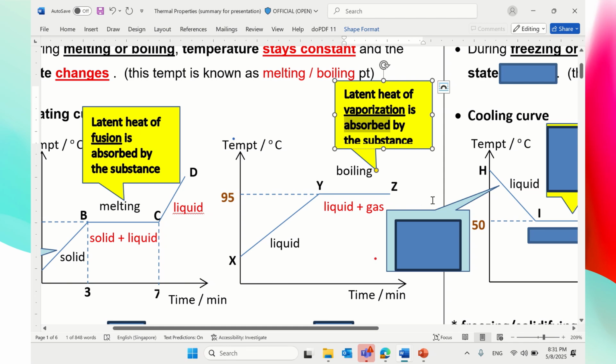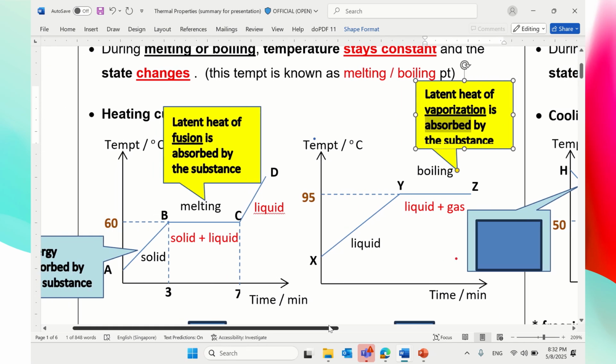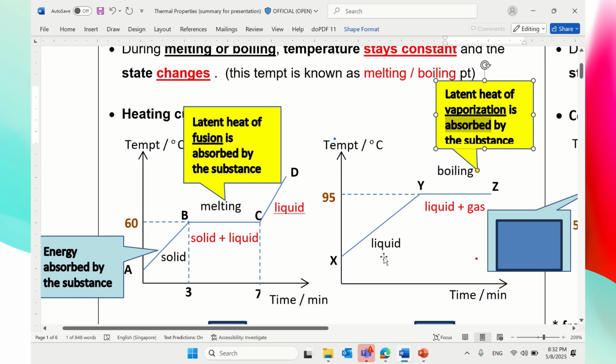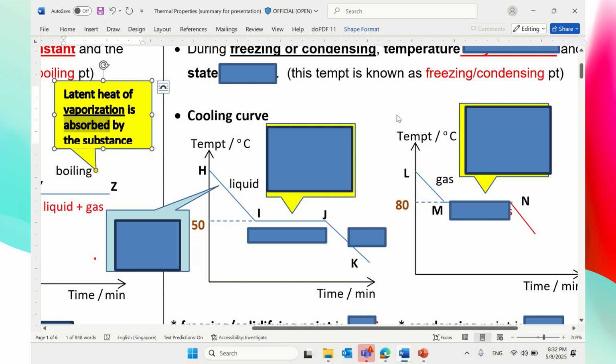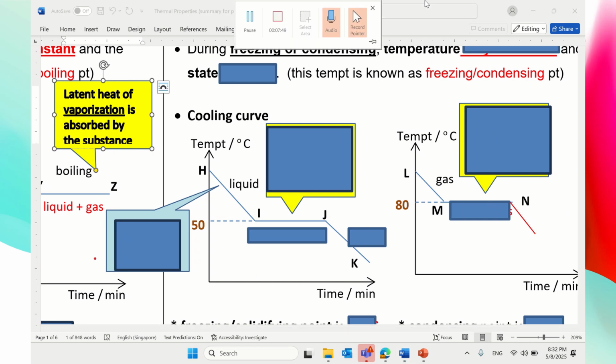Okay, at this point, I will want to continue down from the heating curve, because if you understand the heating curve, you understand everything about the heating curve, then the cooling curve is just the opposite, right? The heating curve is just the opposite.